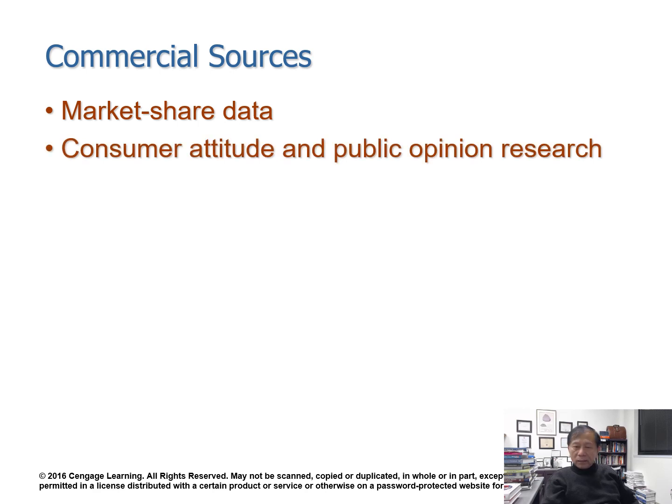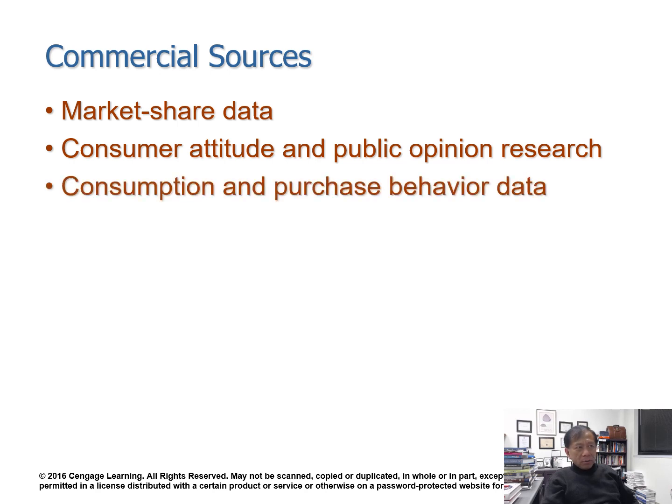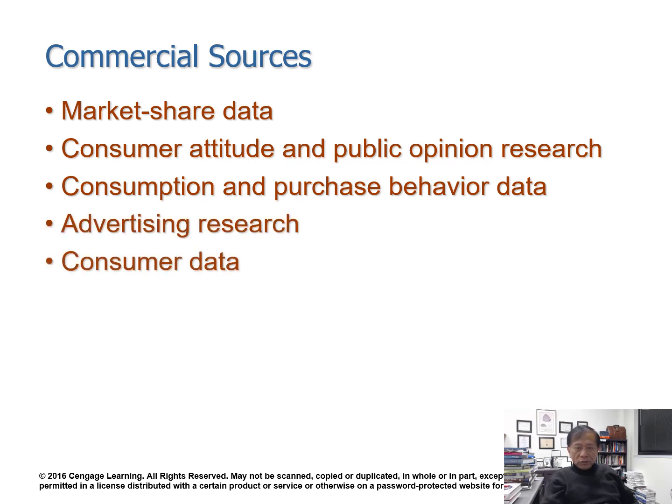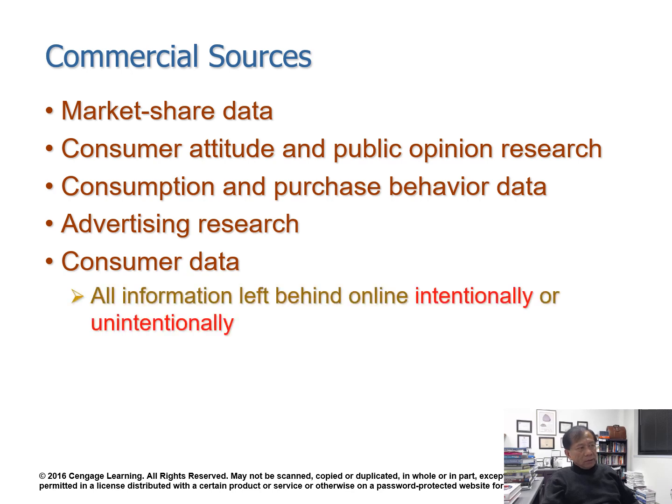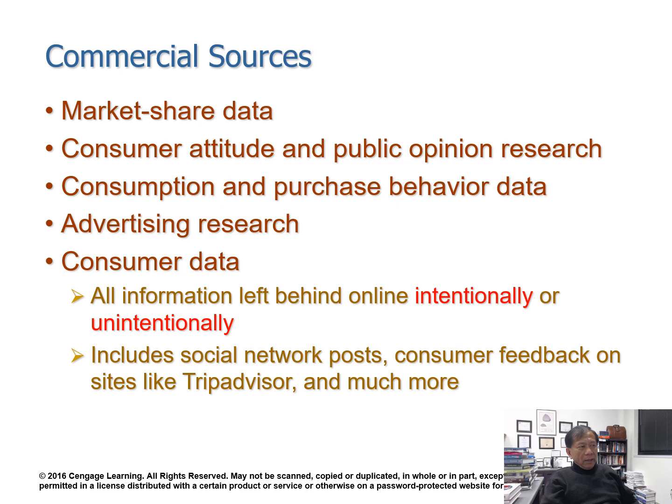Commercial sources of secondary data include market share data by trade unions, consumer attitudes and public opinion research data, consumption and purchase behavior data, and advertising research data. Then there's consumer panel data, all the information left behind online, intentionally or unintentionally. What you leave behind after you shop online becomes consumer data. That includes social network posts, consumer feedback on sites like TripAdvisor, and much more.